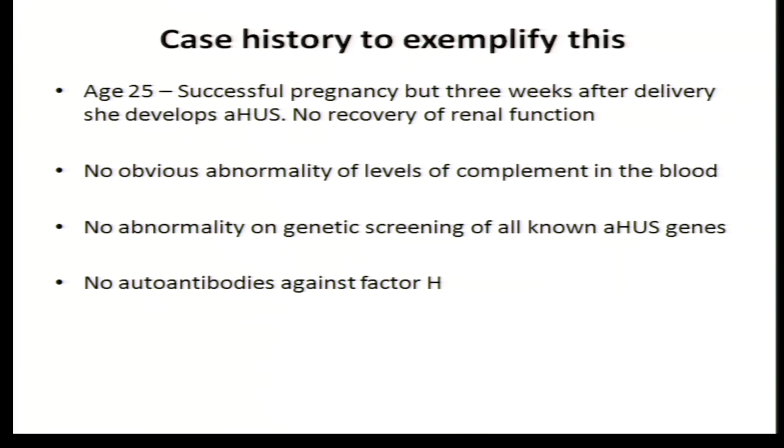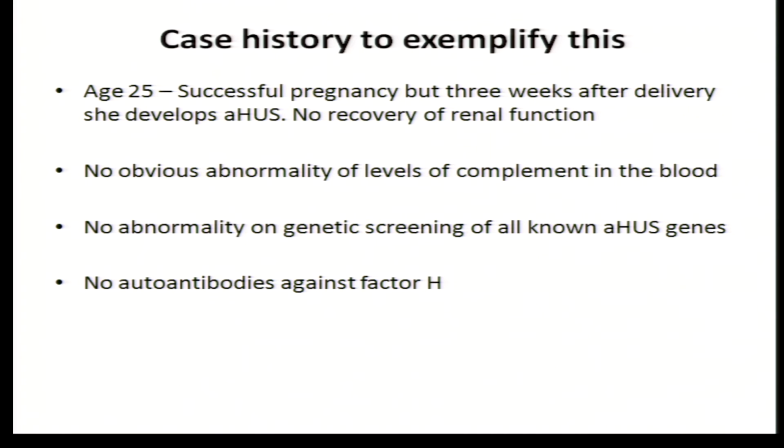So, 3 years later, she becomes pregnant. The pregnancy is successful, but 3 weeks after her delivery, she develops atypical aHUS. She's treated with plasma exchange without any recovery of renal function and has to start dialysis.